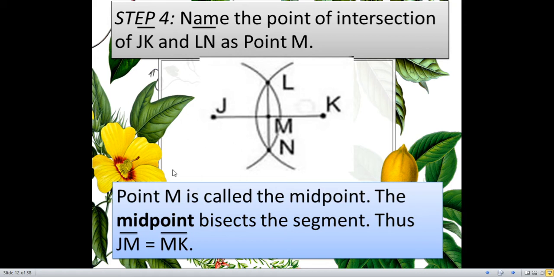And what do we call that point M? Point M is now called the midpoint. The meaning of the midpoint is that it bisects the segment. When it bisects the segment, it means it divides the segment into 2 equal parts. Thus, you now have line segment JM, based on the figure, equal to line segment MK. So that is how you bisect a segment. You have the step 1 to step 4 process.